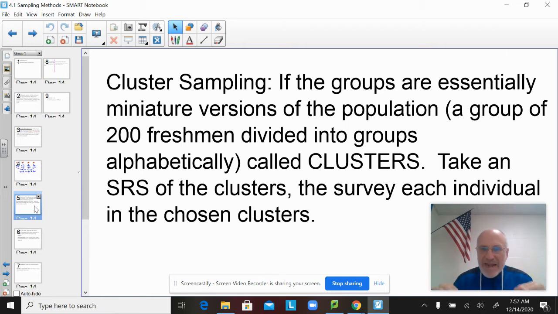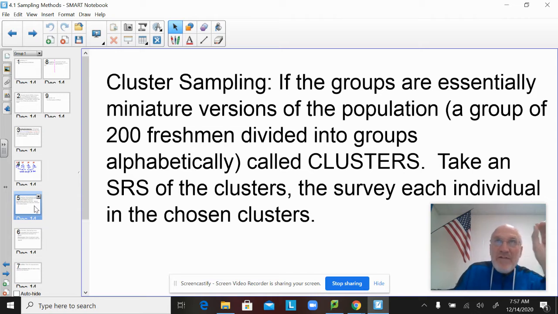You have to understand how that's different from stratified. In stratified, the groups are different. I want to make sure to get some of each group. In cluster, the groups are the same. This is just if the groups are little individual mini populations, and I just randomly pick a few clusters and go to those clusters and survey every person in them. That's just really convenient and probably saves time or money as opposed to taking an SRS.